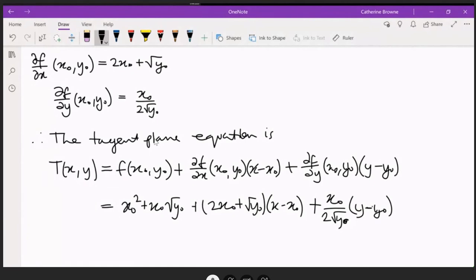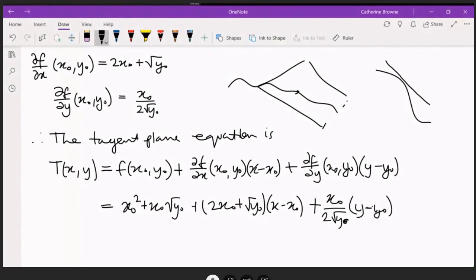So now we have, I guess, a formula. If the surface was like this at any point x naught, y naught, we would have a plane at that point. So instead of a function having just a single tangent line, now we're looking at it as a plane.